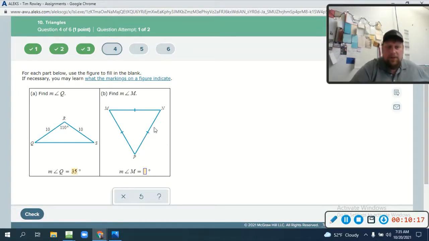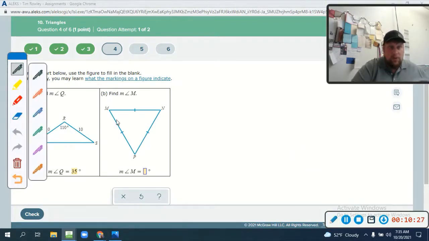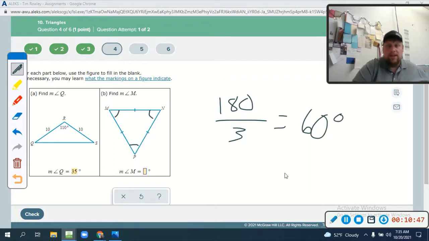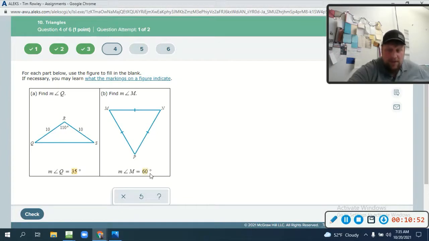All right, this one right here, you may be thinking, what do we do? There's no measurements at all. No, but all three sides are the same, which means it's what kind of triangle? It's equilateral. And again, what do we know about equilateral triangles? We know that their angles are also equal. No matter how big the sides are, if they're all the same size, all their angles are equal. All the angles of a triangle add up to 180. And if all three angles are the same, I can just divide 180 by 3, which means the angles of an equilateral triangle will always be 60 degrees. Boom, right there. Let's put that in. So M is going to be 60.